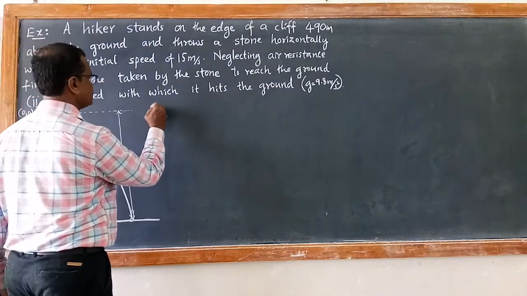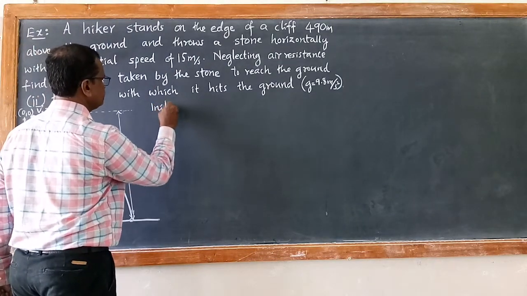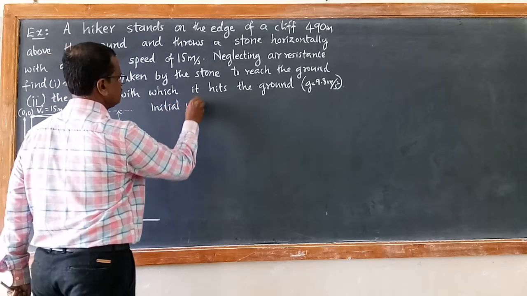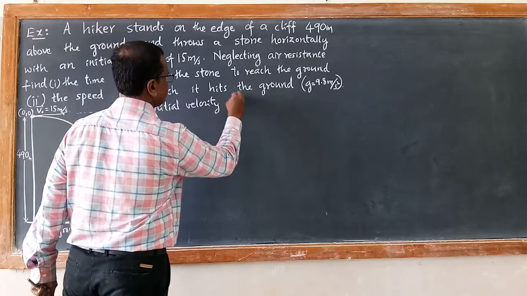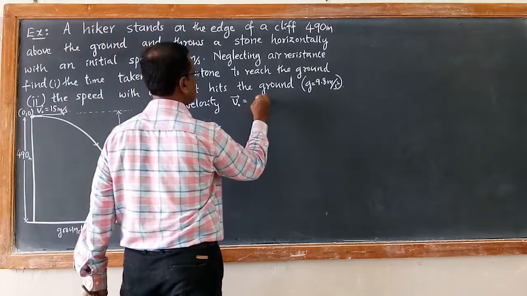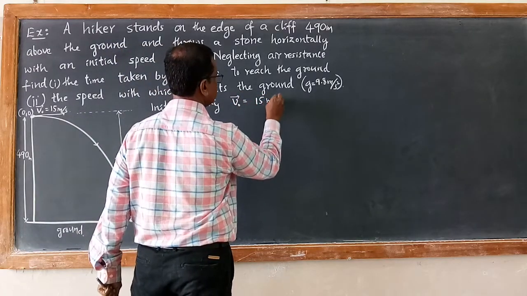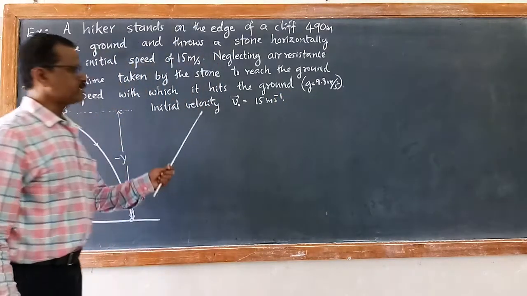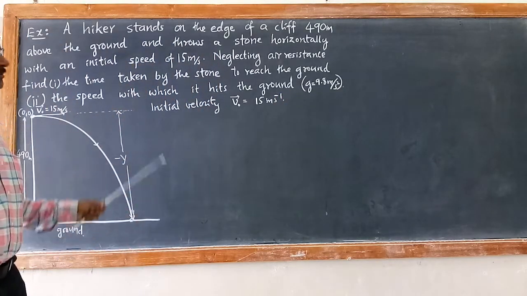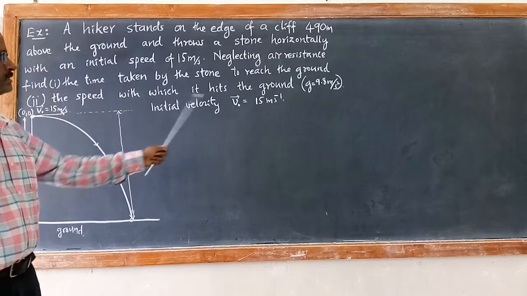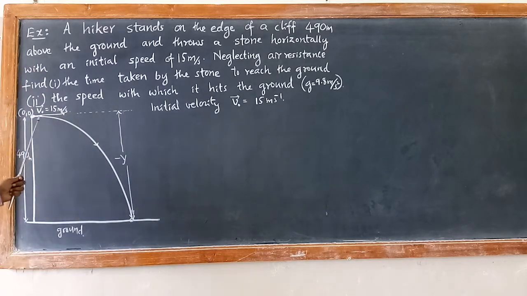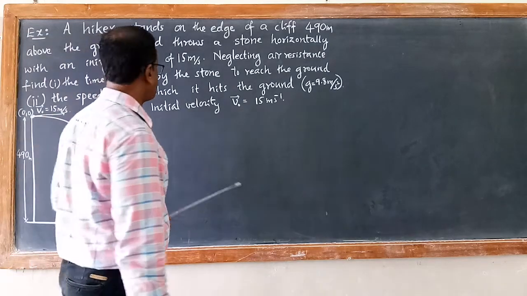Here initial velocity is given. V naught equal to 15 meter per second. It has only x component of the velocity, that is 15 meter per second initial velocity. Y component is 0.